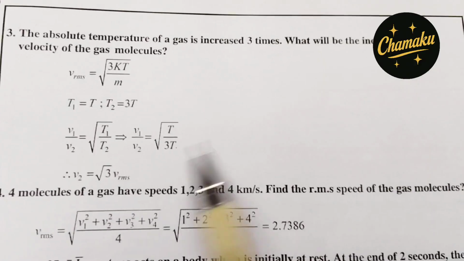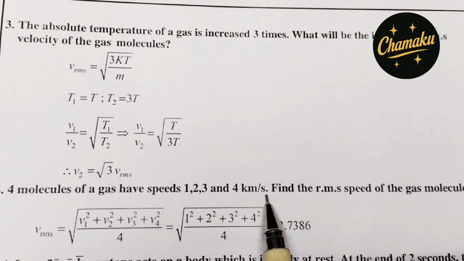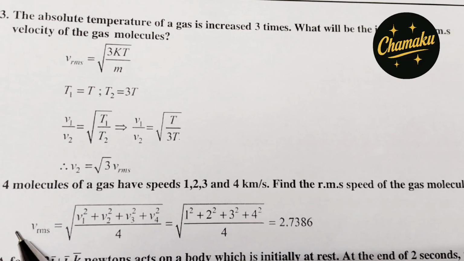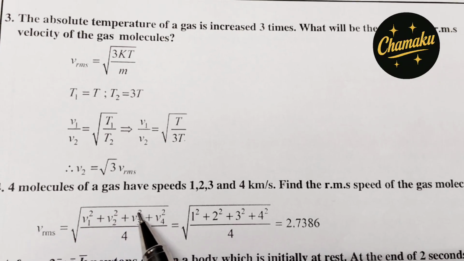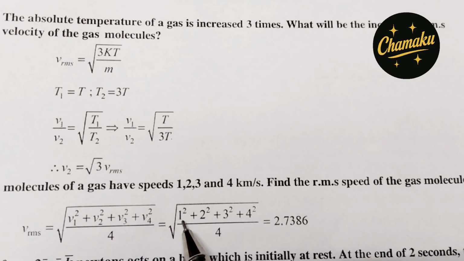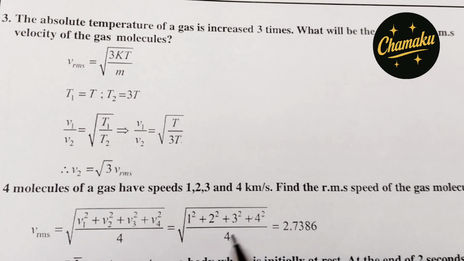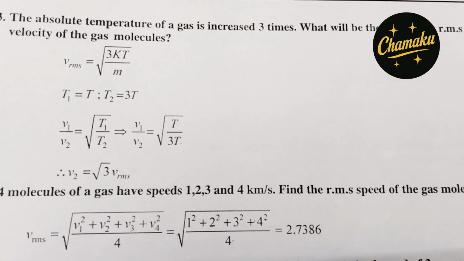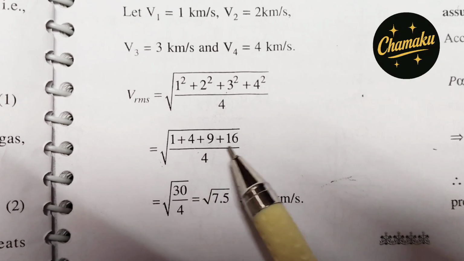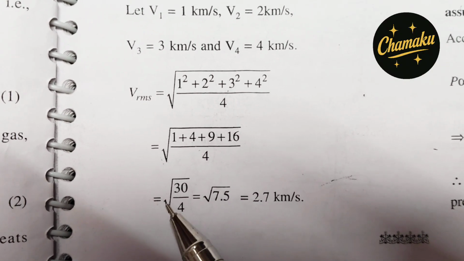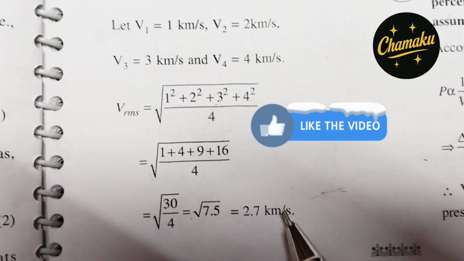This is another one. 4 molecules of gas have speeds 1, 2, 3 and 4 km per second. Find the RMS speed of the gas molecules. VRMS is equal to, this is the formula, root of V1 square plus V2 square plus V3 square plus V4 square by 4. So 1 square plus 2 square plus 3 square plus 4 square by 4, we get root of 1 plus 4 plus 9 plus 16 by 4. Therefore, root 30 by 4 is equal to root 7.5. Therefore, that is 2.7 km per second.